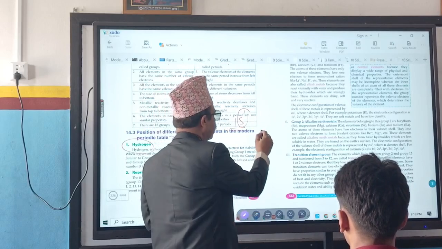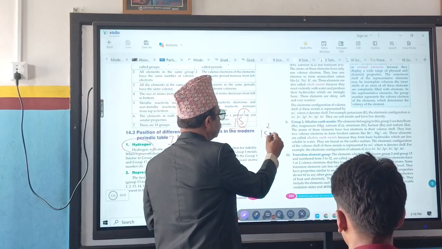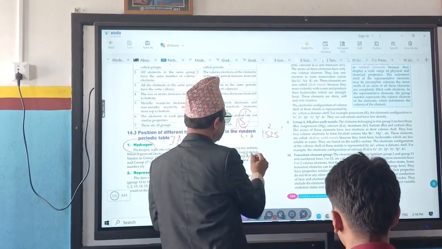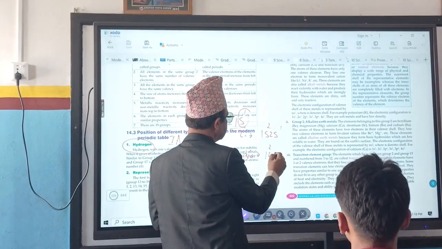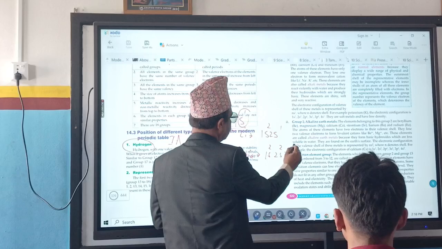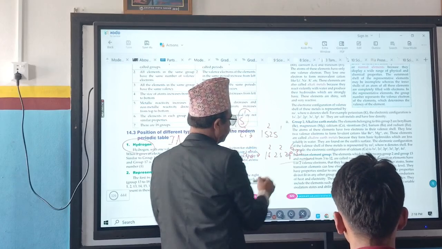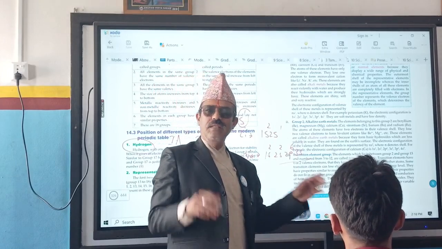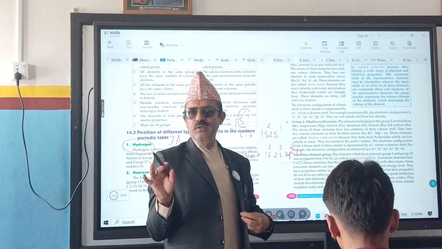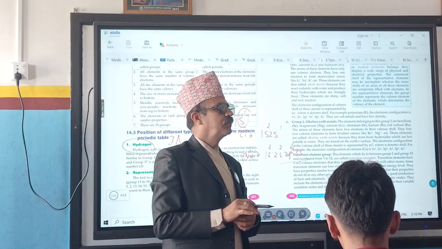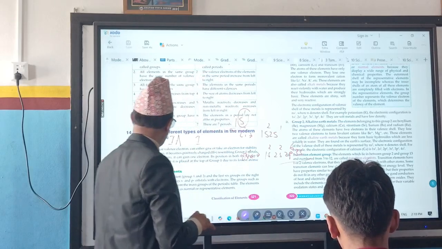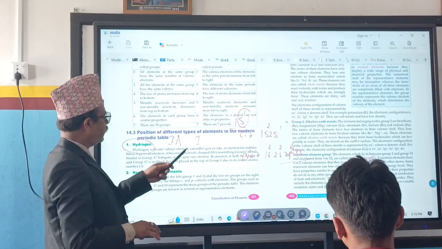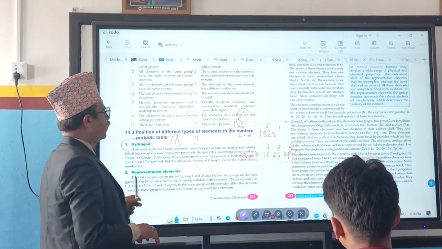Like lithium, 1s2, 2s1. Like sodium, 1s2, 2s2, 2p6, 3s1. At last s1 is there or not? How s1 came, that will be discussed later on too. Don't worry, that is electronic configuration. So hydrogen is kept in group 1 due to lowest atomic number and only one electron in the valence shell.